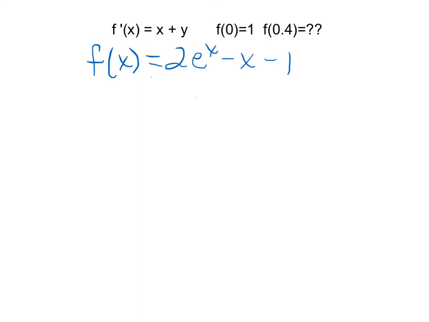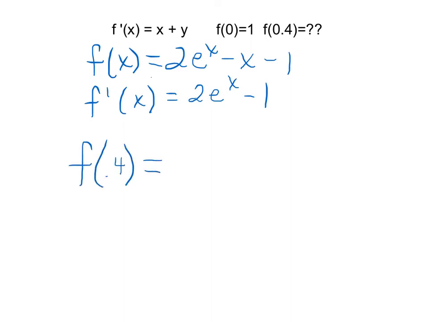And also, if you take the derivative, you get 2e to the x minus 1. And what you'll notice is that if you take your y expression and you add an x, you'll get your derivative expression. And that's exactly what the differential equation describes. So, let's now get f of 0.4 precisely. All we have to do is put 0.4 into our solution.